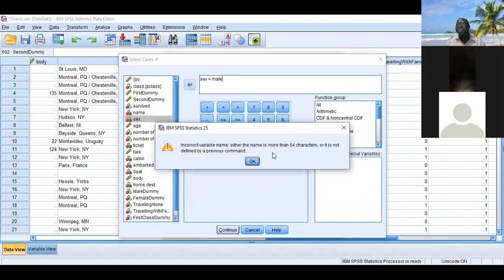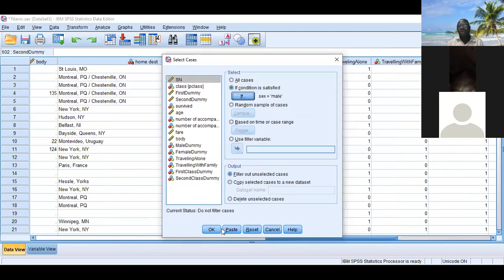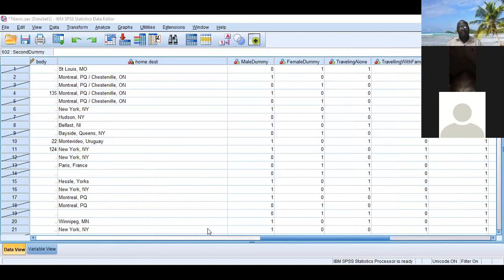Because when something is a string, when you use equal to, you have to use either double quotation marks or single ones; either works. I just click the quotation mark, put male there, and close it with the quotation mark. It is selected. Can you see? It will go.